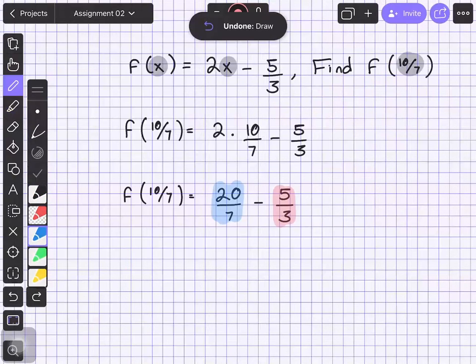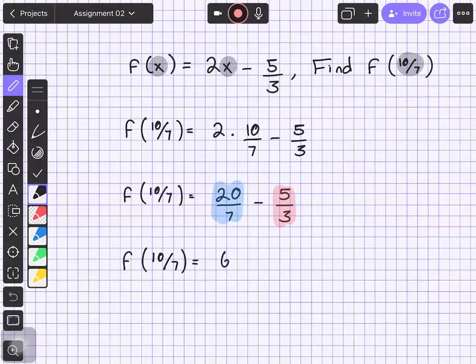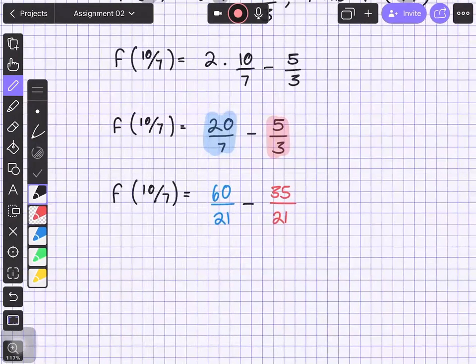So we have 20/7, and for you to identify it, we're going to multiply this fraction times 3, on both the numerator and the denominator. And the second one, we're going to multiply it times 7. So in this way, we have both denominators as 21. And now we can do the subtraction.